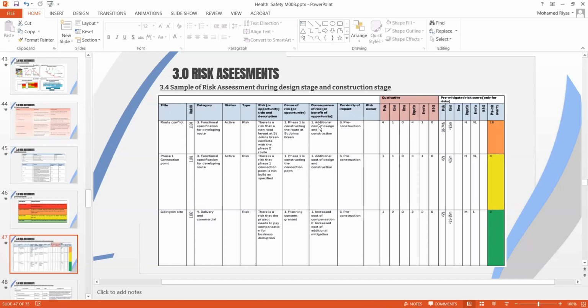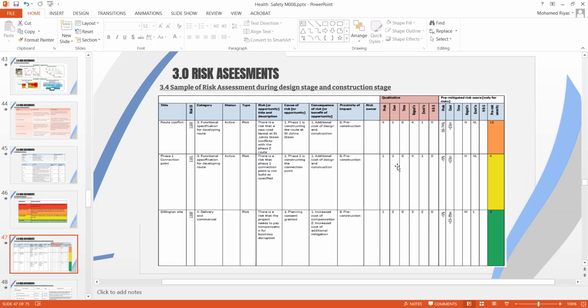Then you give more detail about the consequence of the risk, or the benefit or opportunity. Some risks come with opportunity, some come with benefits, so it again depends on the scenario. The impact of this specific risk, route conflict, is additional cost of design and construction. And the proximity of impact is pre-construction. You can have stages such as concept, pre-construction, construction, testing and commissioning, and maintenance life cycle. You can state which stage it is likely to impact.